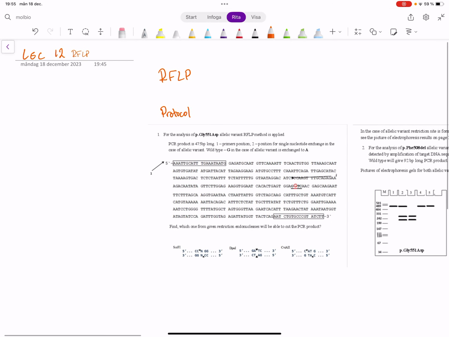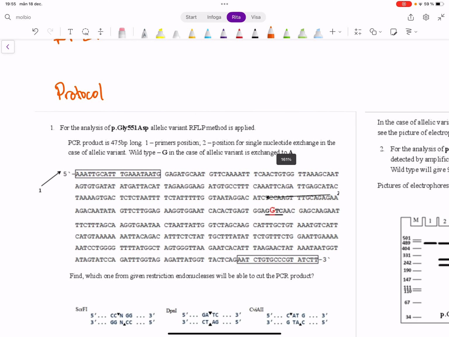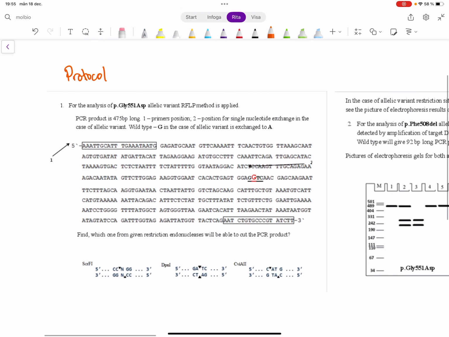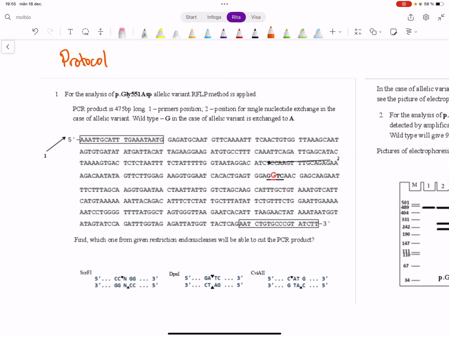Let's do lecture 12 of Molbio, and I'm going to specifically be talking about RFLP, or restriction fragment length polymorphism. One thing you really need to know is that we use this in missense mutations. The whole idea of RFLP is that you have your sample, you isolate the DNA, you do PCR, and then you incubate the PCR fragments with a restriction enzyme.